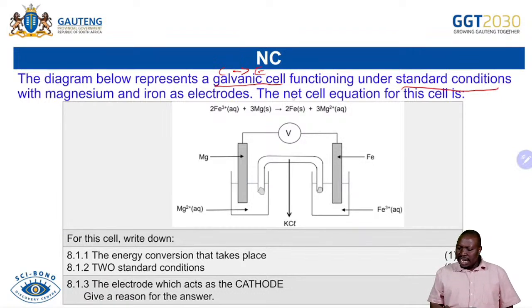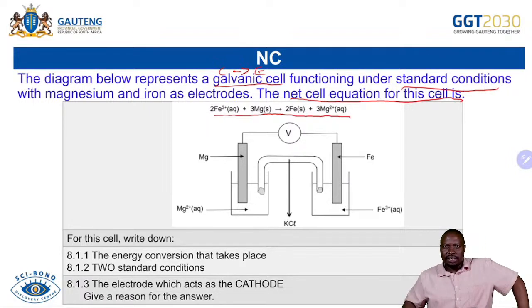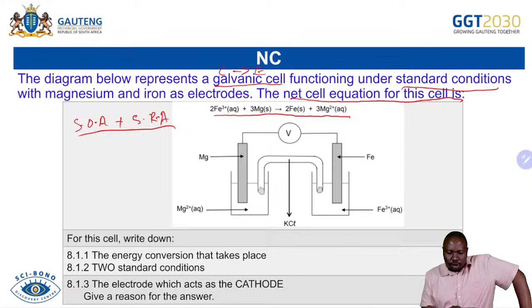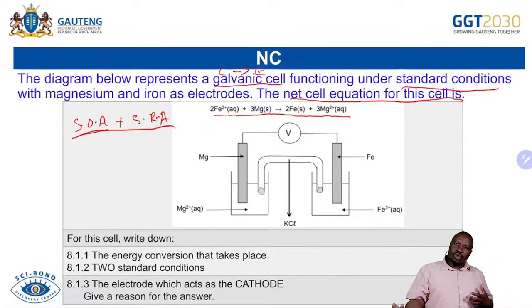And then we are given the net cell reaction as 2Fe3+ + 3Mg → 2Fe + 3Mg2+. Let me tell you something. If you look at that overall or net cell reaction, I already indicated that at the left or at the reactant side, we are given a stronger oxidizing agent plus a stronger reducing agent. So the two that we are having here, the one is a stronger oxidizing agent, the other one is a stronger reducing agent. And if you remember, we said we go to the table to check which one is a stronger reducing agent, which one is a weaker reducing agent.